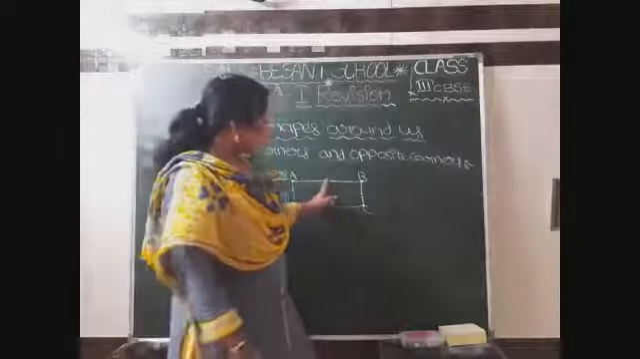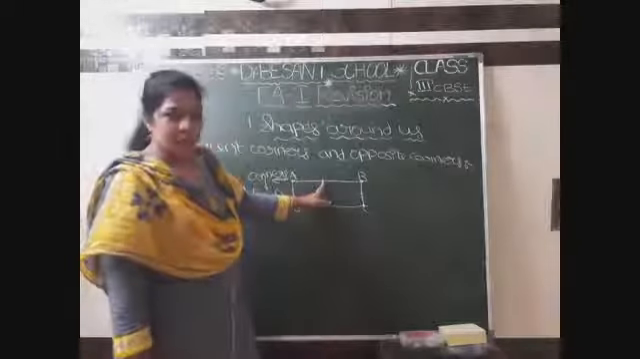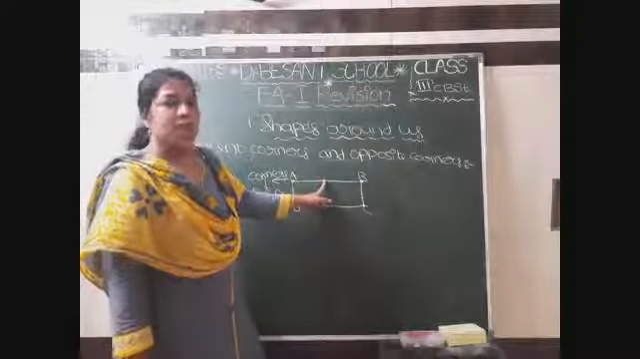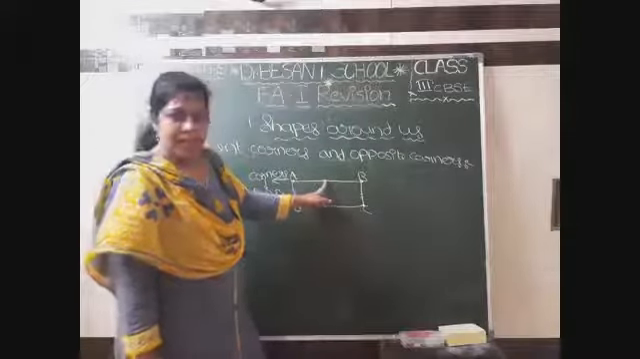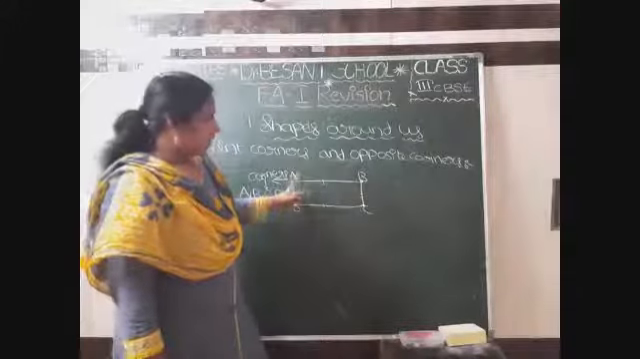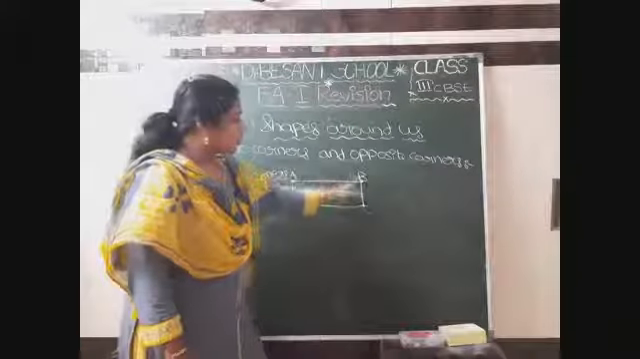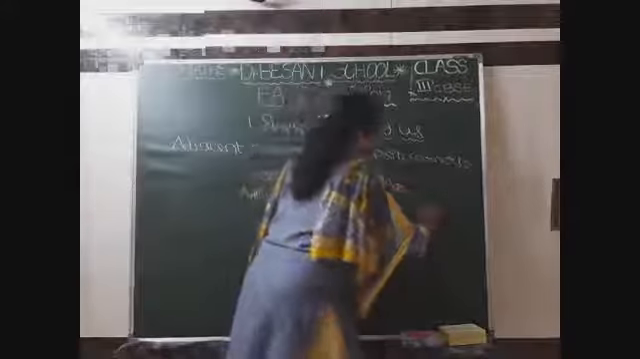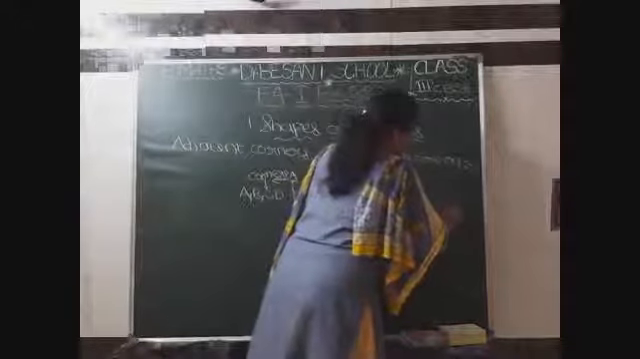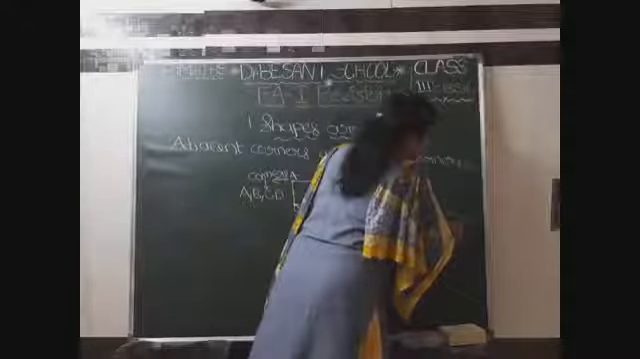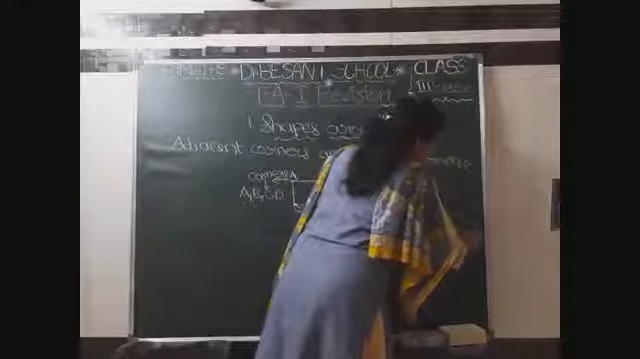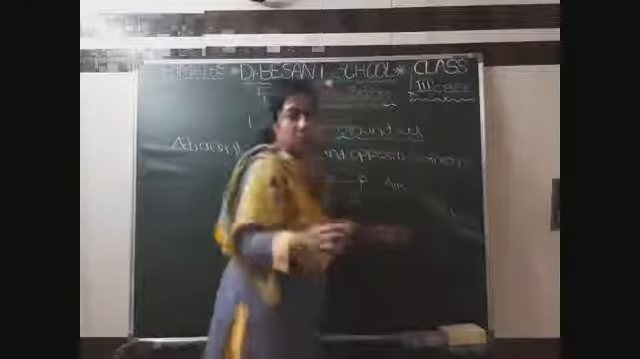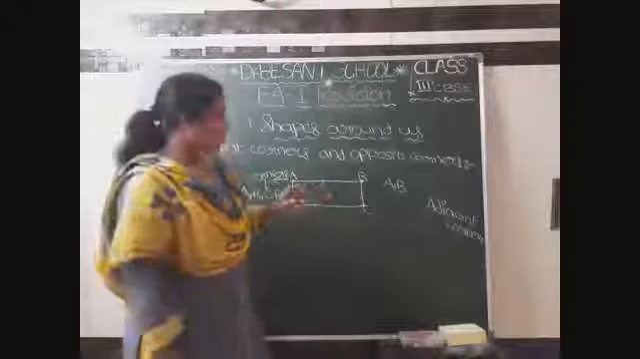Now coming to the AB side, children. Here observe the AB side. Which corners are sharing this AB side? A corner and B corner. These two corners are sharing this side only, AB side. That's why A comma B are adjacent corners. Adjacent corners means what, children? The corners which are sharing the same side. Those are called adjacent corners.